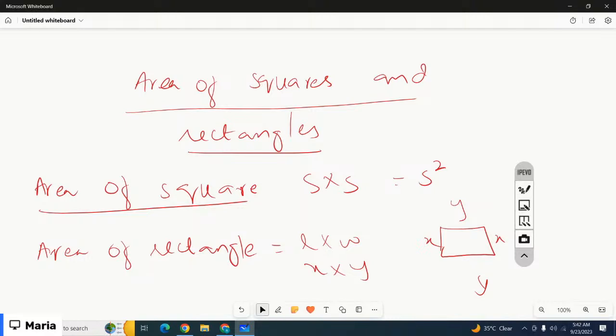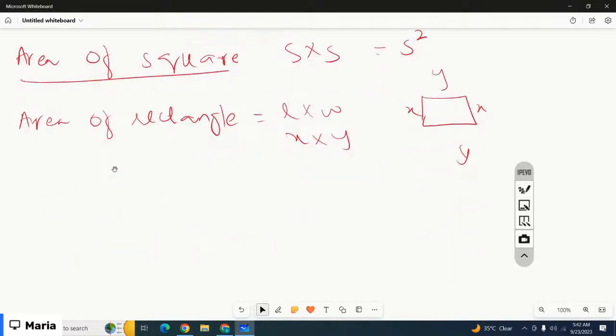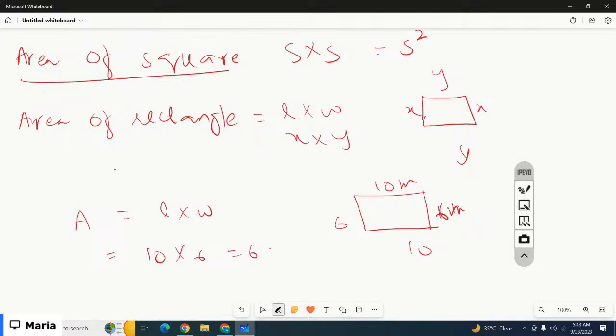For example, you are given a rectangle. This one is 6 meters. This one is 10 meters. Because the opposite sides are equal in length, this one is also 6 and this one is also 10. Just use the formula: area equals length times width. Length is 10, width is 6, 10 times 6 equals 60 meters squared. So the area of the rectangle is 60 meters squared, right?